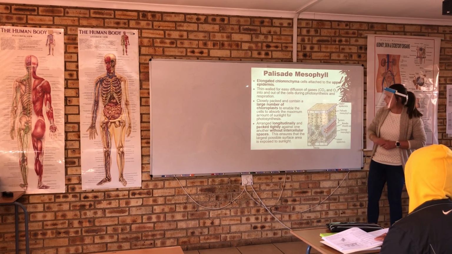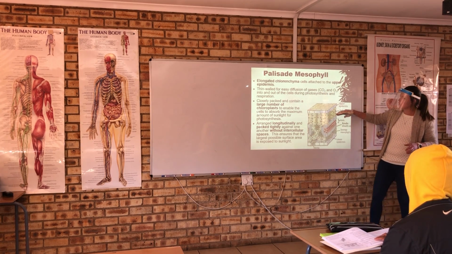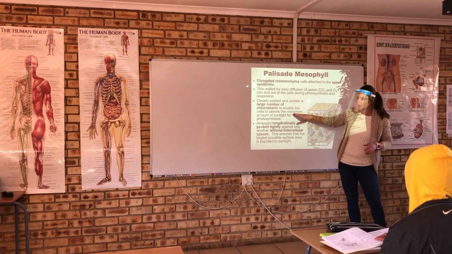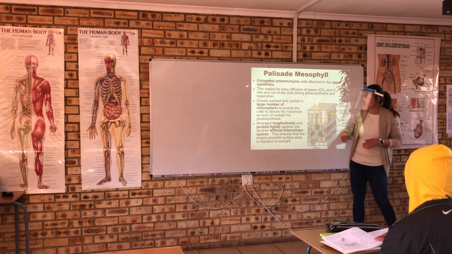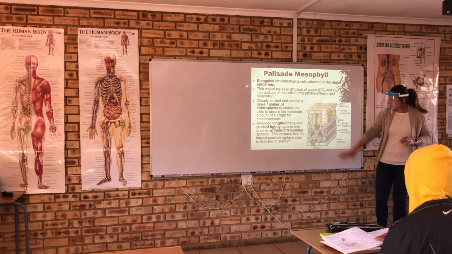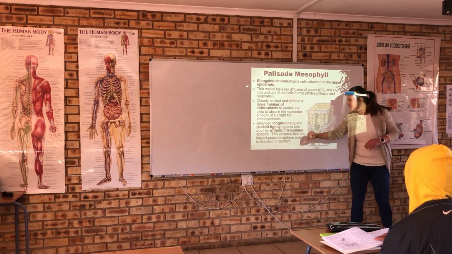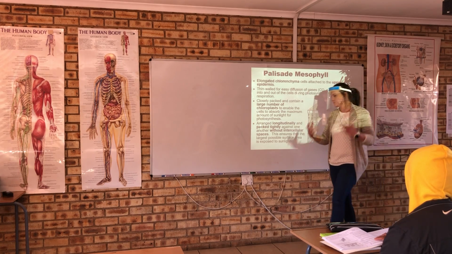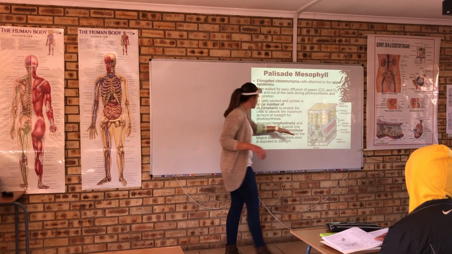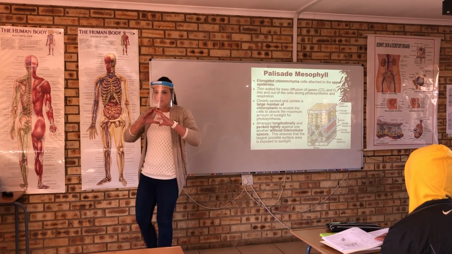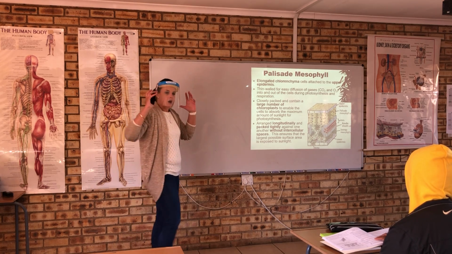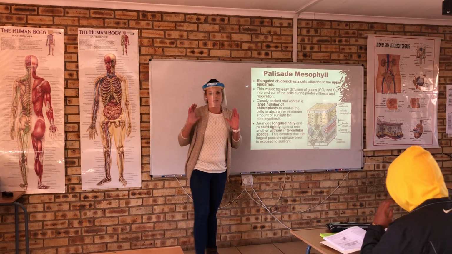Closely packed and contain a large number of chloroplasts to enable the cells to absorb maximum amounts of sunlight for photosynthesis. These cells are arranged longitudinally and are tightly packed. This is to give them greatest exposure to light. No intercellular air spaces, so that the maximum surface area obtains light so that photosynthesis is happening efficiently.